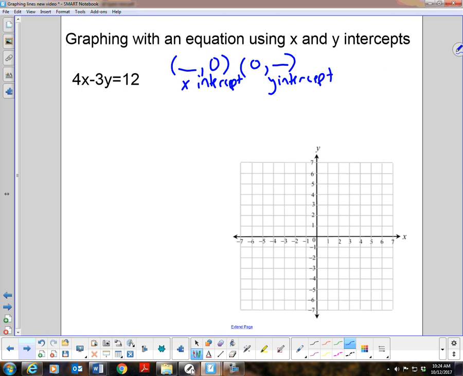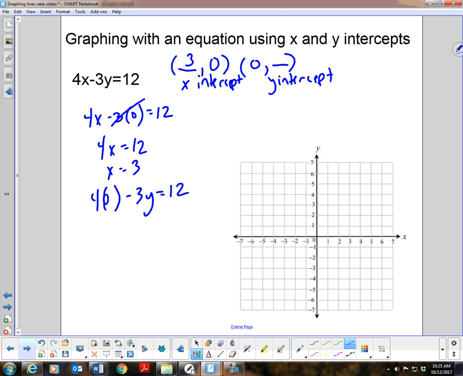All right, and so all I do is I plug the value of 0 in for the y value. So I get 4x minus 3 times 0 equals 12. This goes away, so I get 4x equals 12. x is equal to 3. And so I now know my x-intercept is 3, 0. And I do it again for the other one. I plug in 0 for x.